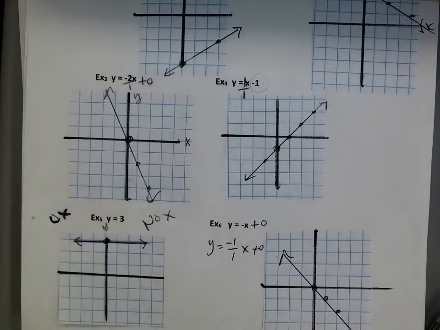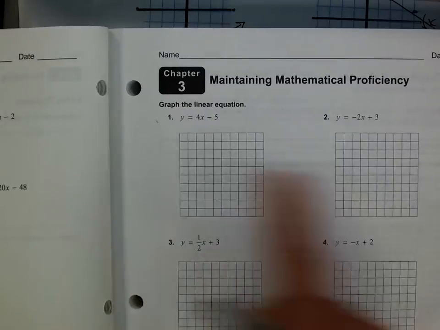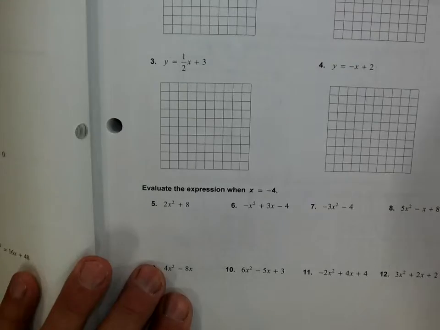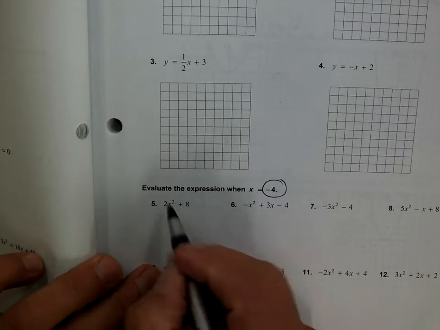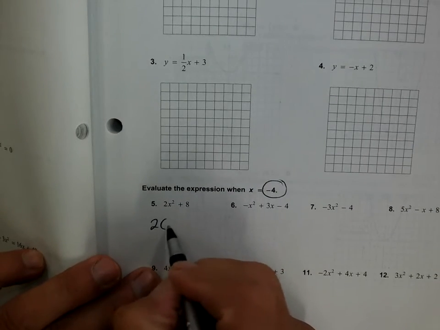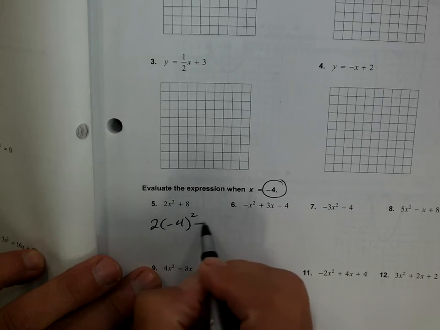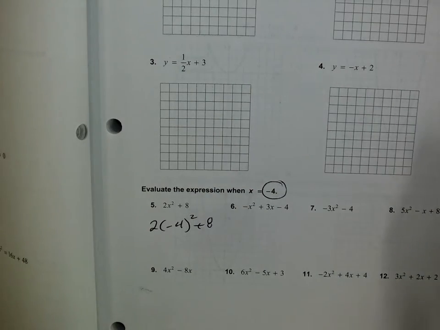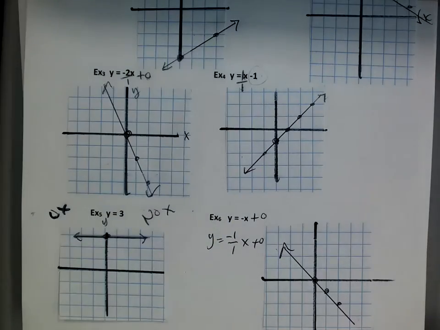So the last thing I want to show, and that's on your homework. So you've got the graphs. You can do that now. And then the last thing is just plug in numbers. So if I plug in -4, all I have to do is 2 times the -4 squared plus 8. So your assignment's going to be doing all 12 of these, 1 through 12, and then we'll take the test on Monday, okay? All right, that's all I got.